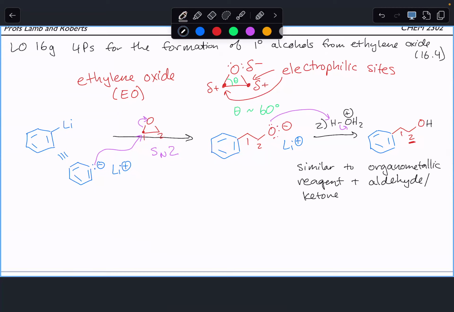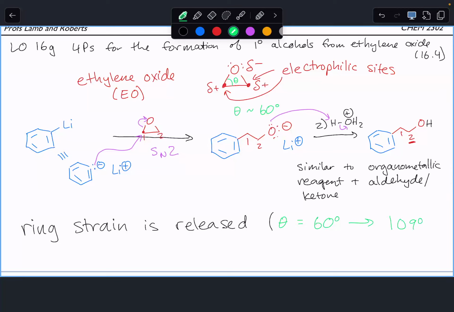So the driving force of this reaction is that ring strain. This ring strain is released, so we go from that angle being about 60 degrees to the more preferred 109 degrees. And so by releasing that ring strain and making those bond angles happier, that is the driving force of this reaction. Okay, we see how those are very similar, but a little bit different.